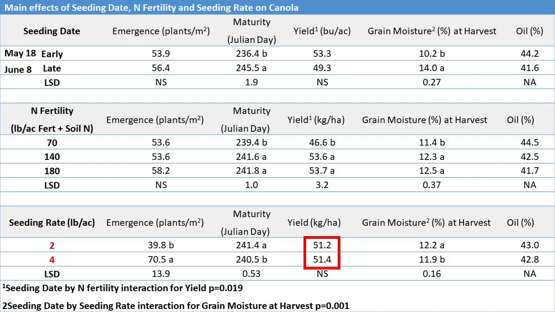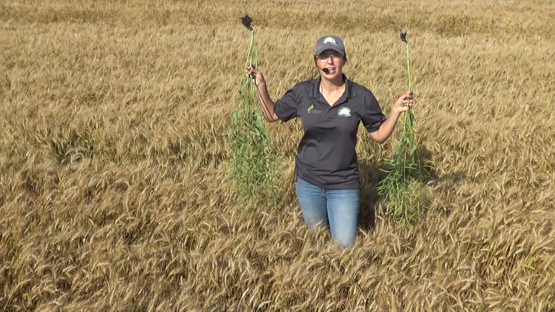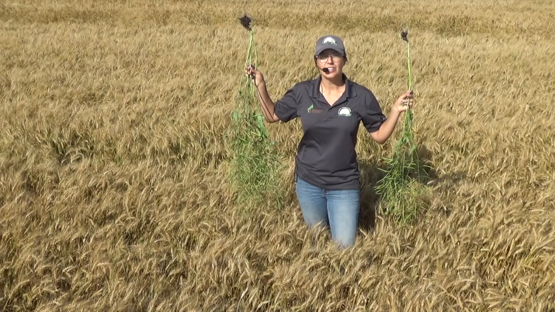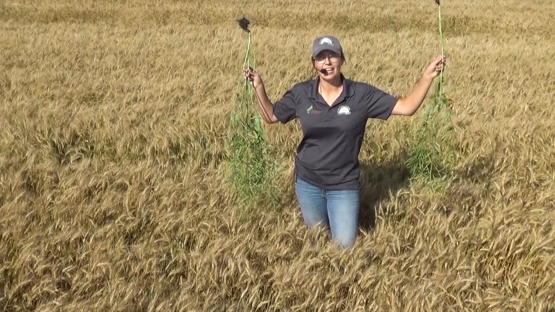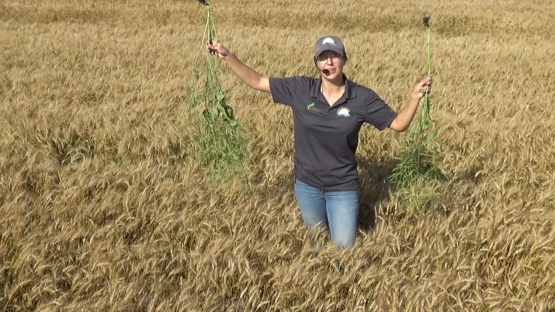Canola is referred to as a plastic plant, and it has the ability to compensate for low plant populations by branching. To illustrate this, Heather is holding up a high seeding rate plant in her left hand versus a low seeding rate plant in her right hand, which has much more branching.